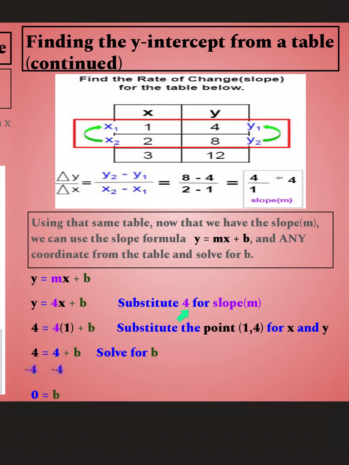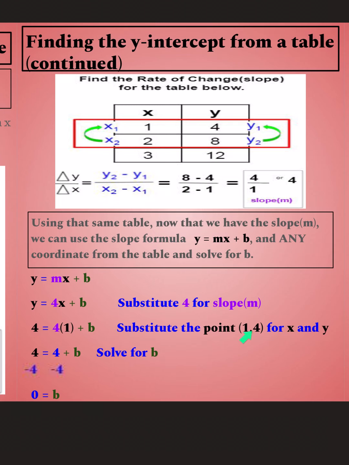It says here substitute 4 for the slope, m. So I got rid of the m, put the 4 in. Then it says substitute the 1, 4 for x and y. Now remember, you don't have to use the 1 and 4. You can use any pair of xy values when you're doing this substituting part, as long as it's from the table. Don't make up your own x and y values.